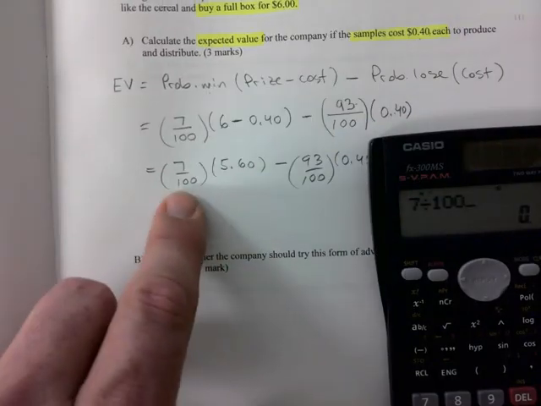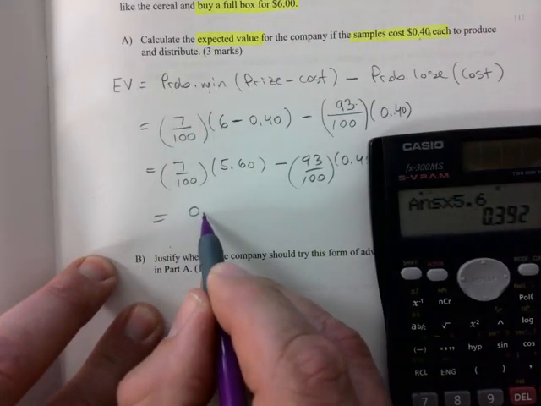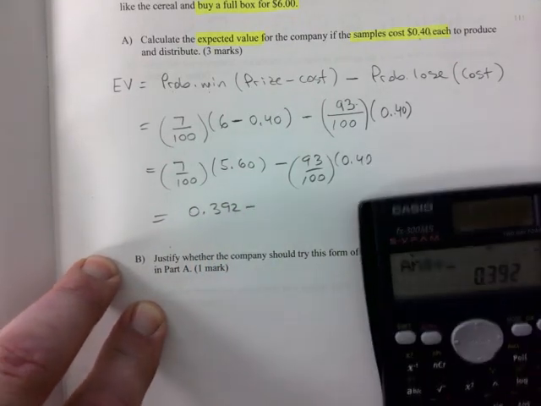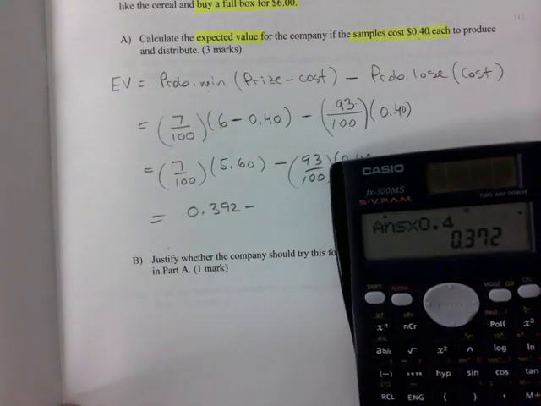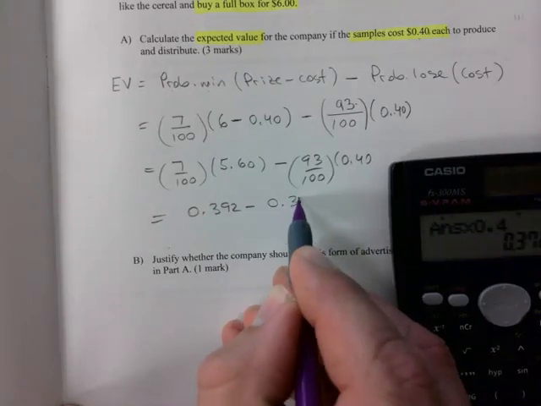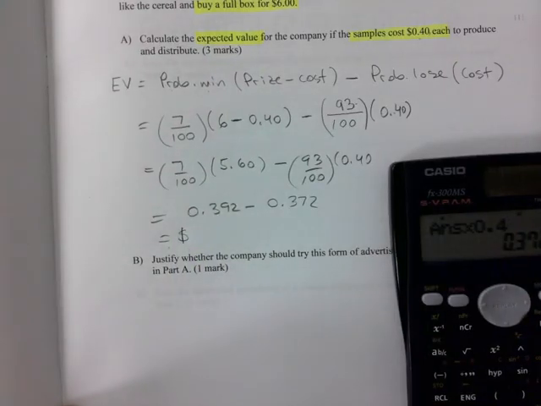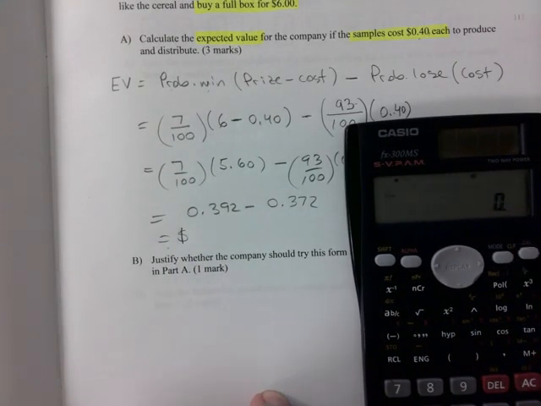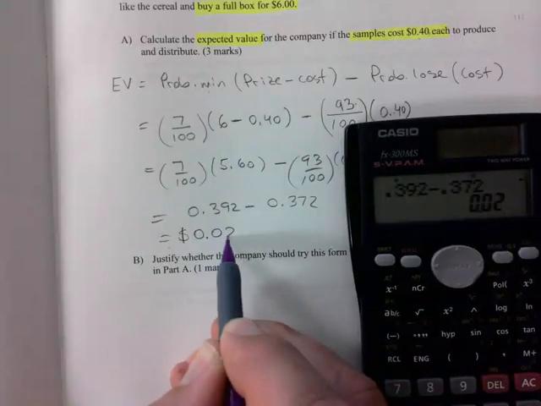7 divided by 100, times 560. That's 0.392, minus 93 divided by 100 times 0.4. That's 0.372. And at the very end, you put a dollar sign, okay? Don't forget that. So it's 0.392 minus 0.372. It's very small, but it's there.